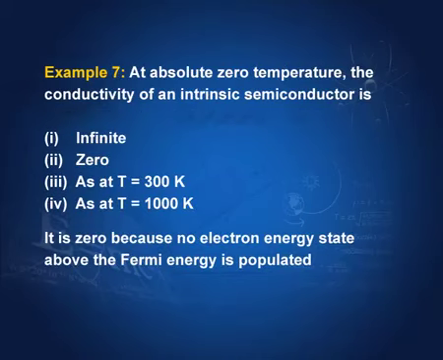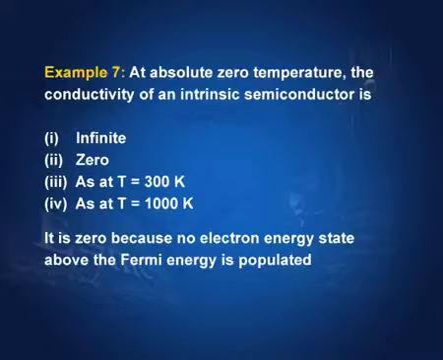At absolute 0 temperature, the conductivity of an intrinsic semiconductor is 0, because there is no possibility of electrons breaking these bonds or getting free from these bonds and moving if an electric field is applied. So, it is 0 because no electron energy state above the Fermi energy is populated.